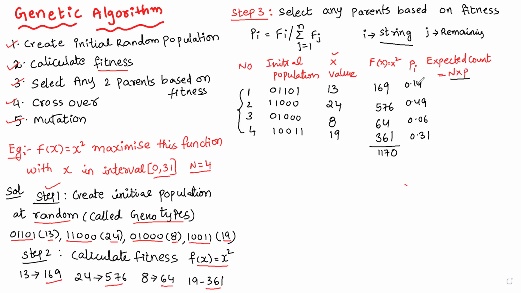We already have the p value. P is 0.14, so 0.14 into 4 is equal to 0.56. Second one, 0.49 into 4 is equal to 1.96. And next one, 0.06 into 4 is equal to 0.24. And 0.31 into 4 is equal to 1.24. Okay, so this is called as pi and this is called as np.